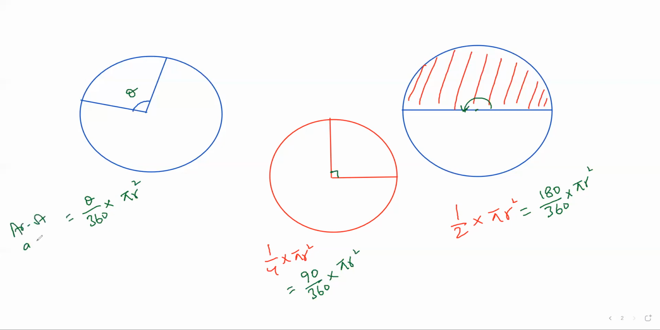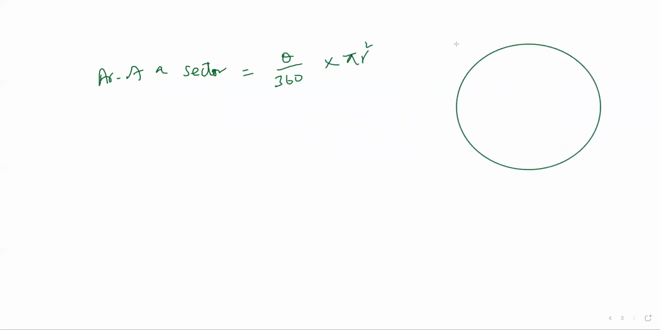So area of a sector mainly depends on two things. One is the radius of that sector. Secondly, how big is this angle? Bigger is the theta, bigger is going to be the value of the area of the sector. Let me write this again. That is going to be theta over 360 into pi r square. Okay, area of a sector is theta over 360 into pi r square.